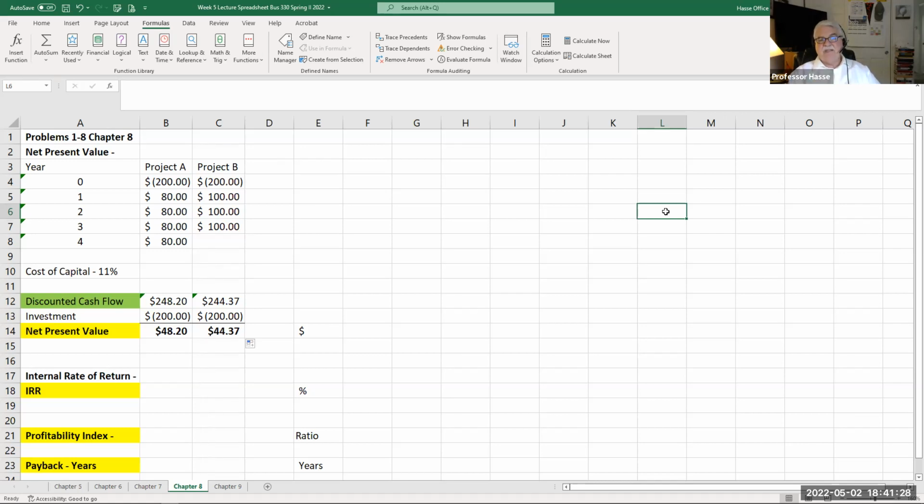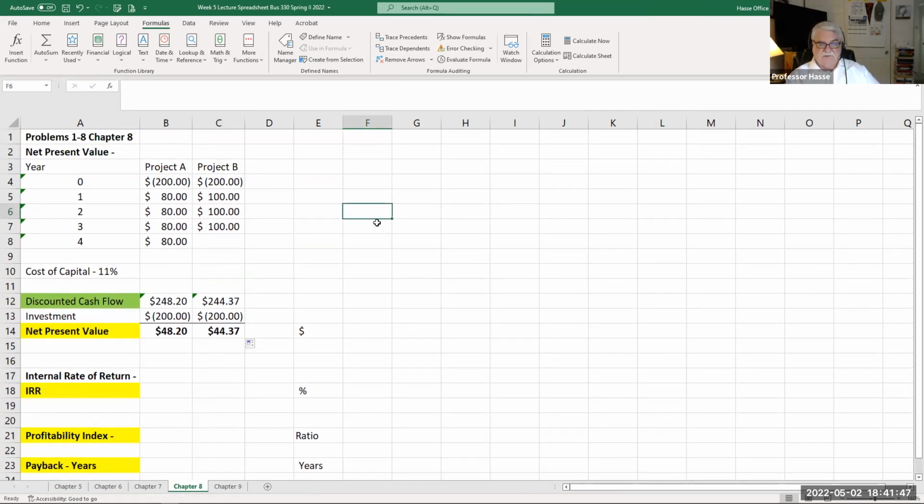It's discounting the cash flows over time at a discount rate called the cost of capital. And again, in chapter 9, we learn how to get these cash flow amounts, how to calculate those. That's what chapter 9 is all about.